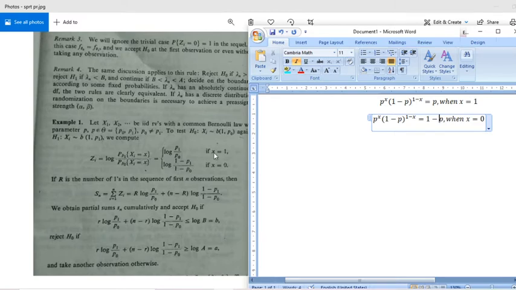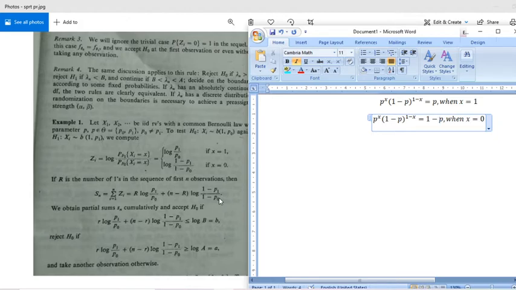Because if r number of Xi's are 1, we will have r number of Zi's equal to log of p1 by p0, and the remaining n minus r number of Xi's are 0, then we will have n minus r number of log of (1 minus p1) by (1 minus p0) for the variable Zi. So this is equal to r into log of p1 by p0 plus (n minus r) into log of (1 minus p1) by (1 minus p0).